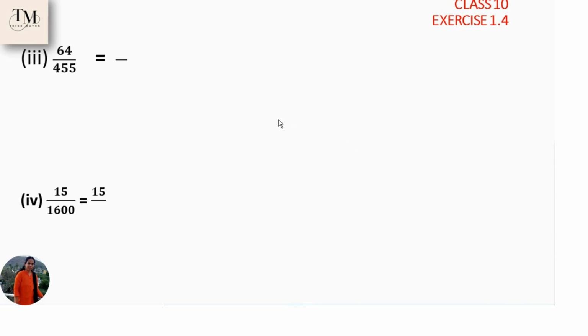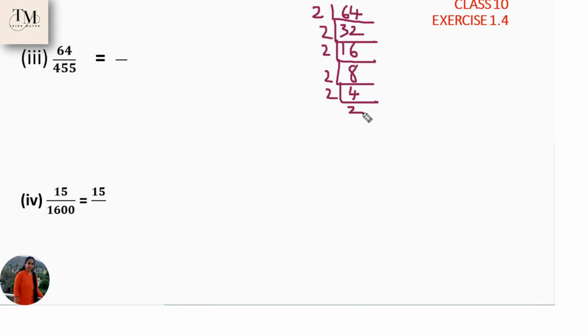64 by 455. First we have to factorize 64. 64 is an even number, so I take the smallest prime, 2. 2 threes are 6, 2 twos are 4, again 2, 2 ones are 2, balance 1; 2 sixes are 12, again 2; 2 eights are 16, 2 fours are 8, 2 twos are 2. How many twos are there? 6. So 64 is 2 to the power 6.